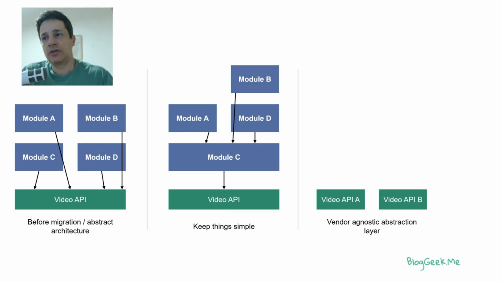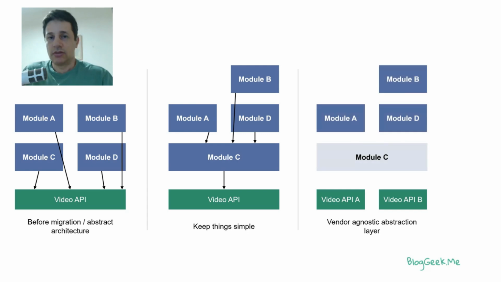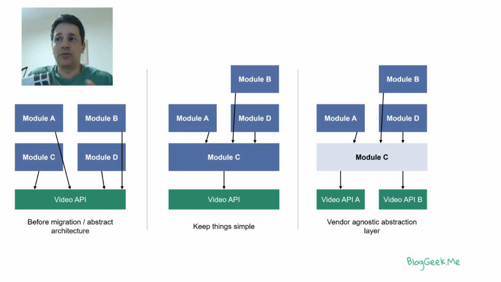And here what we need to do is to build a vendor agnostic abstraction layer. How do we do that? So we're going to do what we did before. We've got module C. Module C is the one that connects to the video API, and all of the other modules are calling it directly. So what we are going to do is to simply switch and decide which API vendor to call based on which one we want to use for that specific session, or in this module C instance. That's one thing that we can do.